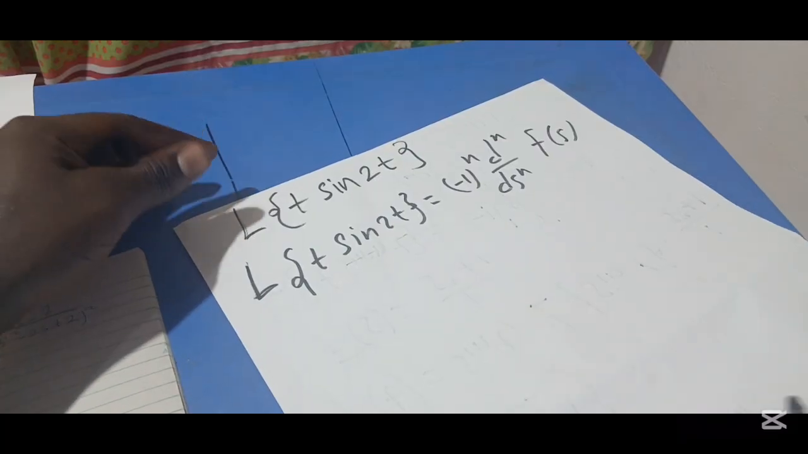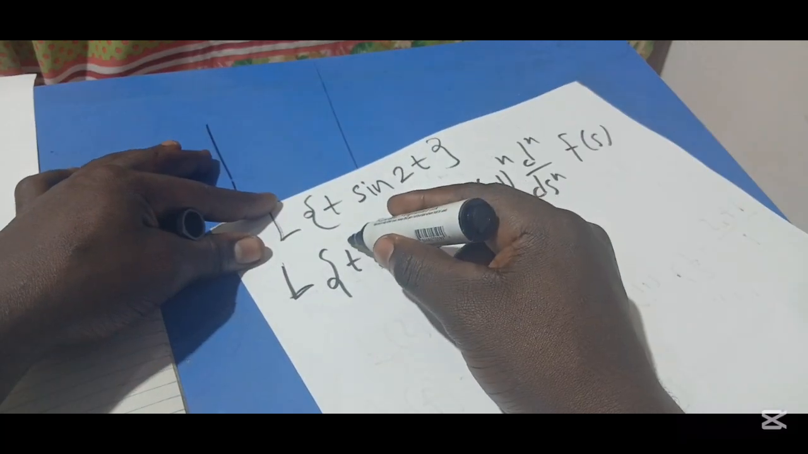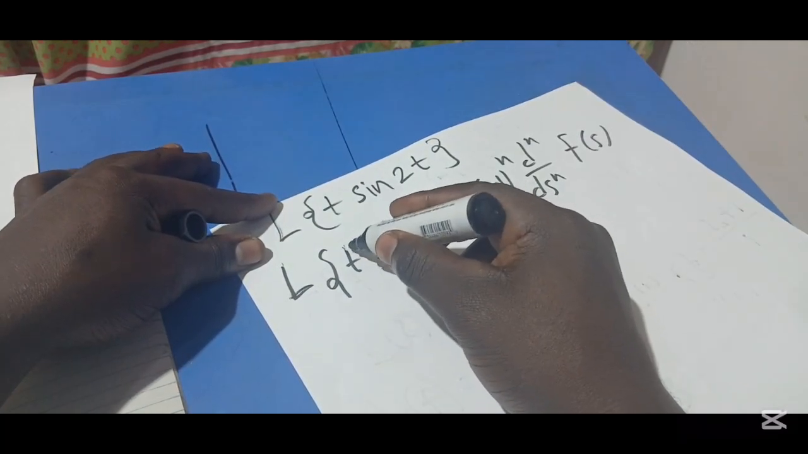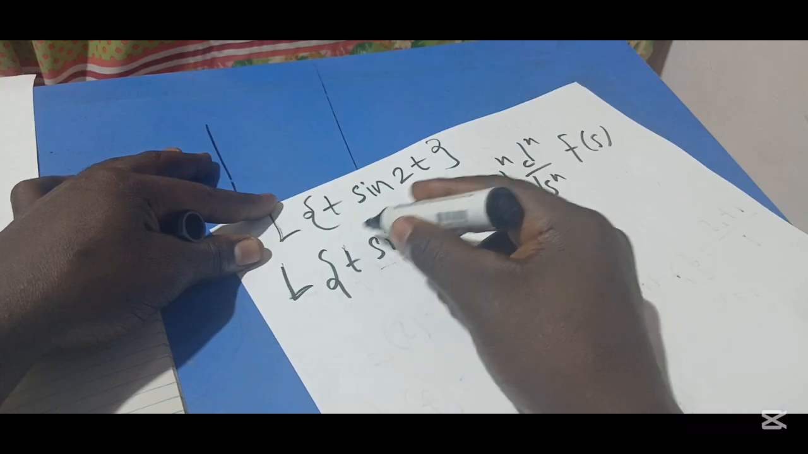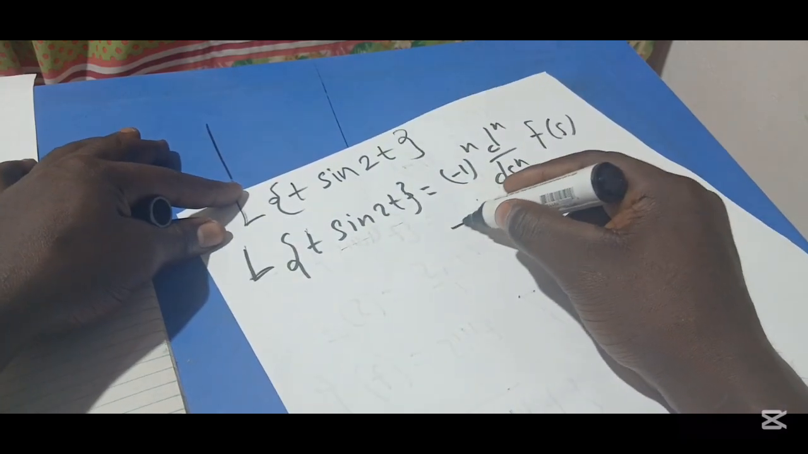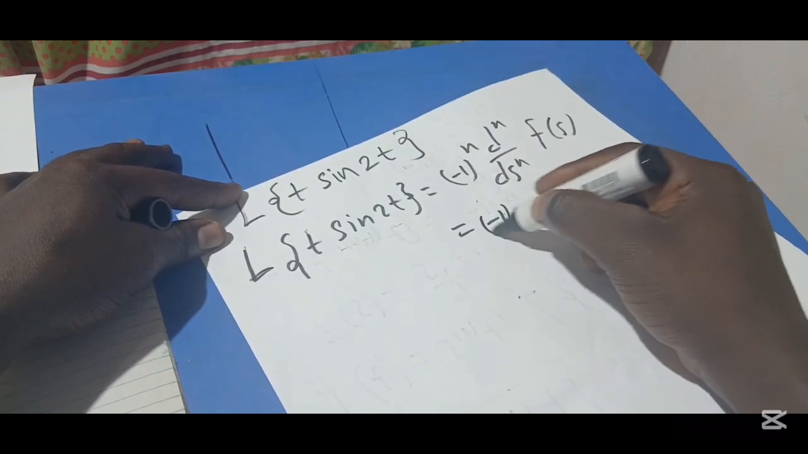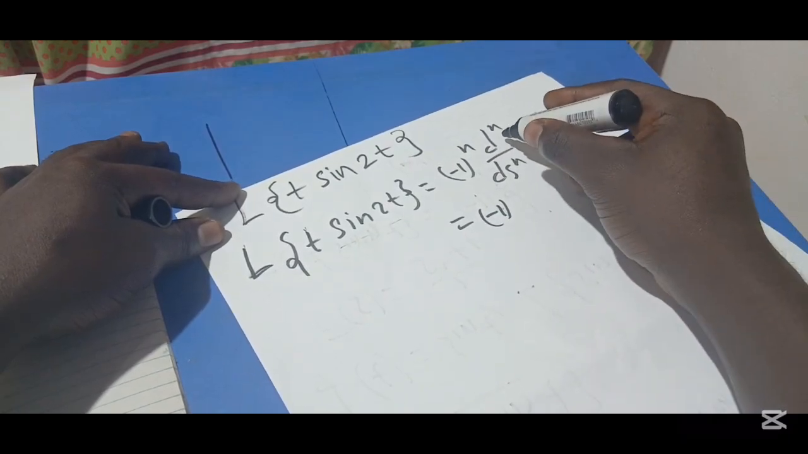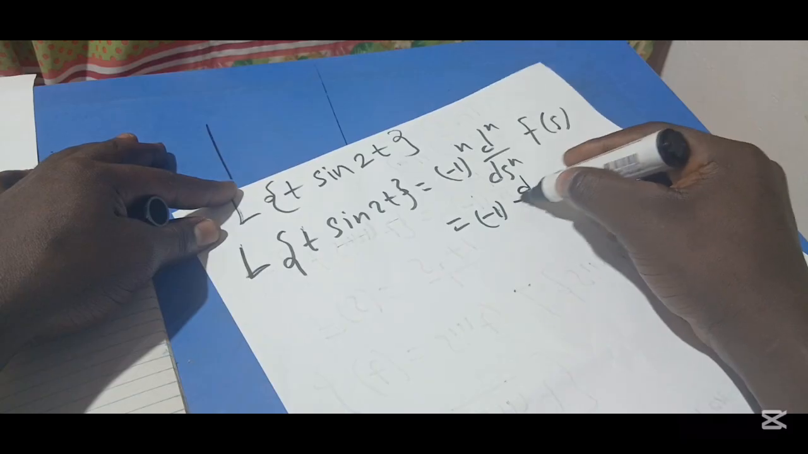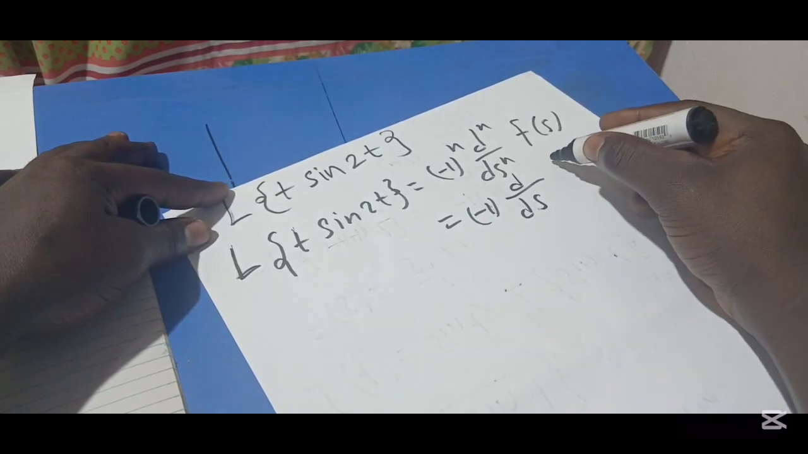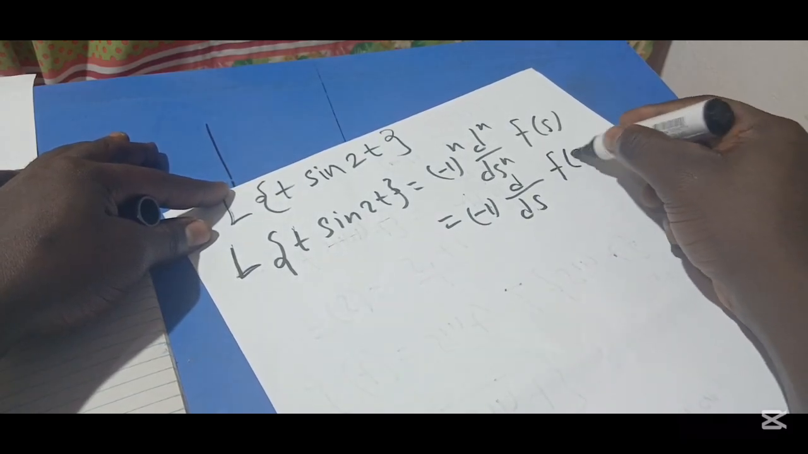Let's say any function here apart from that t. So now we know the value for n. n is 1, n is the power of t, right? So which means we can just say minus 1 to the power 1 is just minus 1, and d to the power 1 is just d over ds F of s, right?